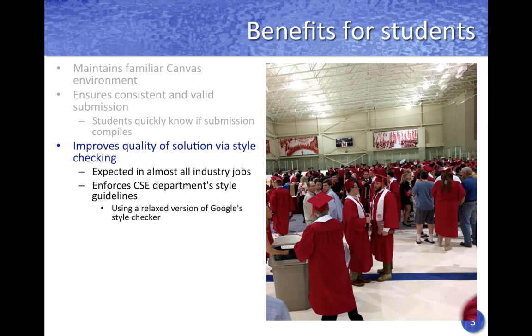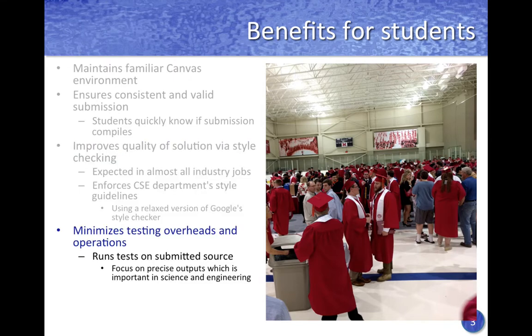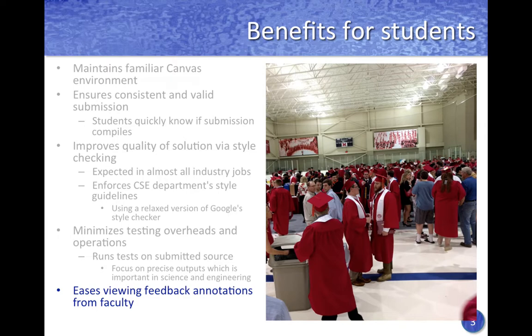Code improves the quality of solutions submitted by students by running style checkers on the submitted code. Style checking is an important aspect and is expected in almost all industry jobs. Code currently enforces CSE department style guidelines using a relaxed version of Google's style checkers. Code minimizes testing overheads for students. Each time the solution is submitted, it repeats all of the tests so that students know if all of the tests are being consistently passed. And of course, Code eases viewing feedback and annotations on their source code provided by their instructors.